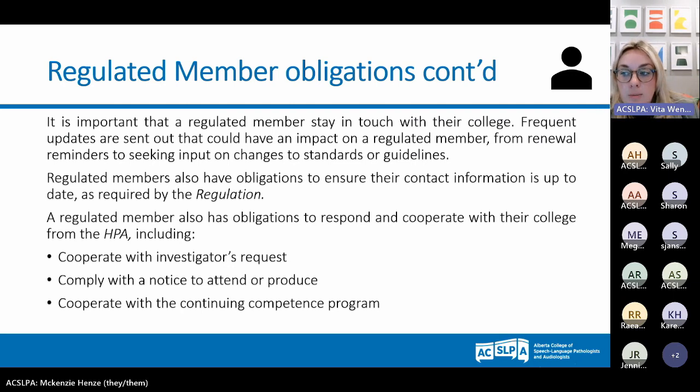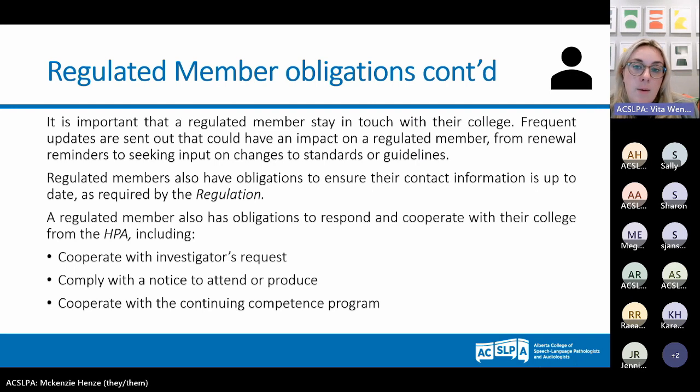So an example could be potentially that if none of that information is up to date and the college receives a complaint, it's very difficult to provide a complaint to a regulated member if none of their contact information is up to date. Equally, of course, it relates to colleges' obligations to keep their registrar updated and ensuring that we have all the information of our regulated professionals. But there is a responsibility.